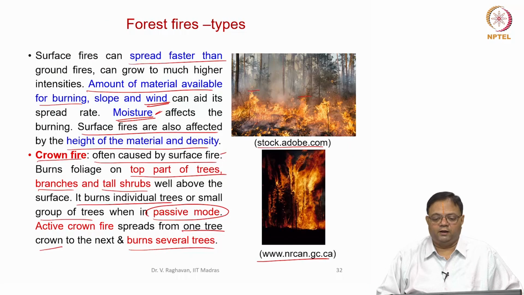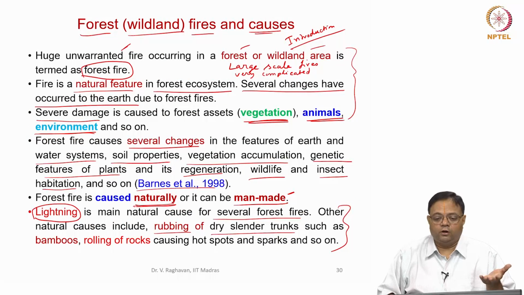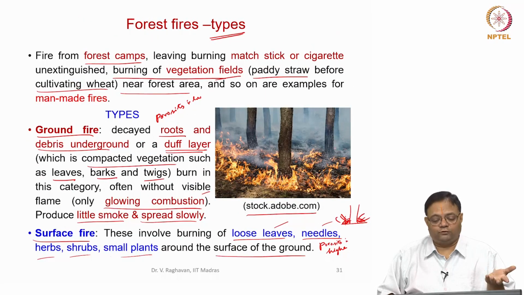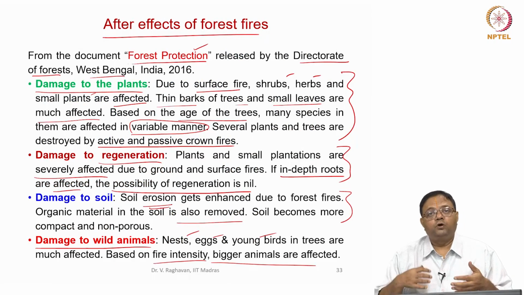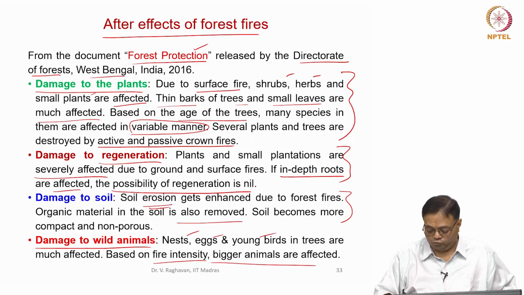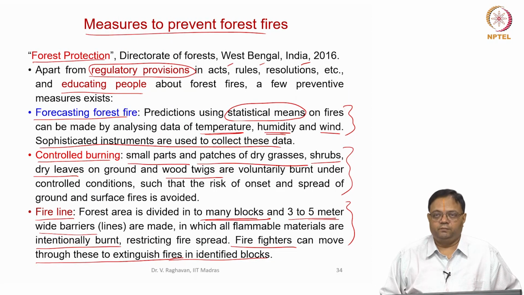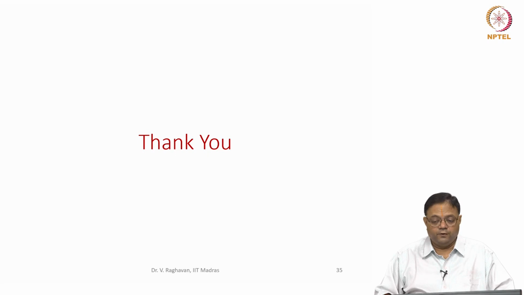In the forest fire topic, basically we have talked about the causes, man-made or natural. Then we have talked about the types, crown, surface and ground fire, and we have talked about the after effects and also some preventive measures. Okay, so this is the end of the module.